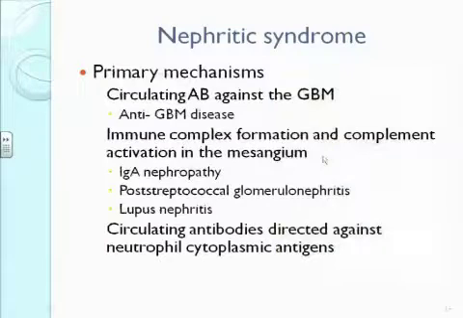The primary mechanism you're seeing in nephritic syndrome is that circulating antibodies are basically attacking the glomerular basement membrane. And so you have what's called anti-glomerular basement membrane disease. Now, how could that happen? I mean, it's your own glomerular basement membrane, right? So why is it activating it?